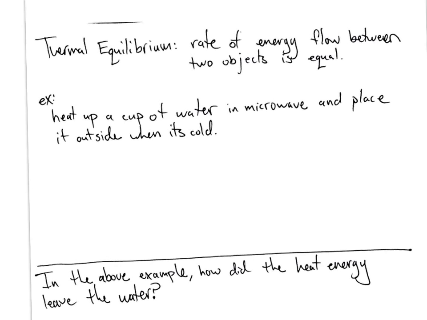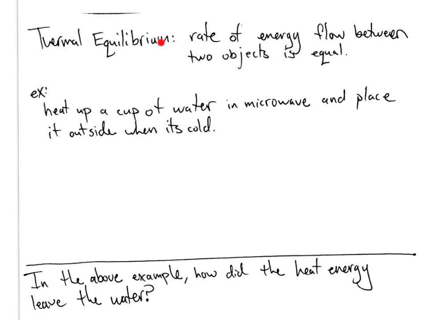Thermal equilibrium describes a situation when two objects, or an object and its surroundings, are at the same temperature. So the rate of energy flow between two objects is equal. If you were to stand outside and it's cold, say 20 degrees, and you were to stand there forever, eventually you would freeze and die and your body would be 20 degrees. So you would be in thermal equilibrium with your surroundings. I don't recommend it. But the rate of energy flow between two objects is equal, so there would no longer be heat energy being transferred between your body and the outside surroundings.